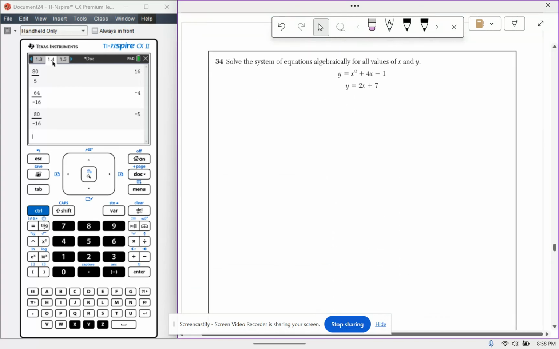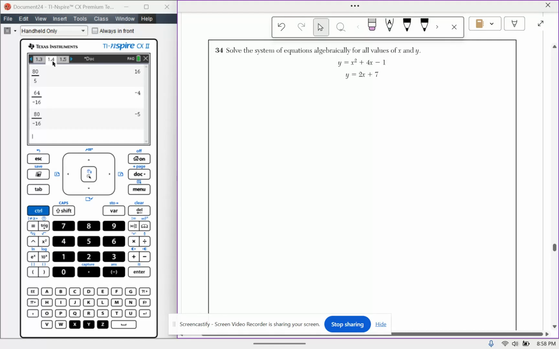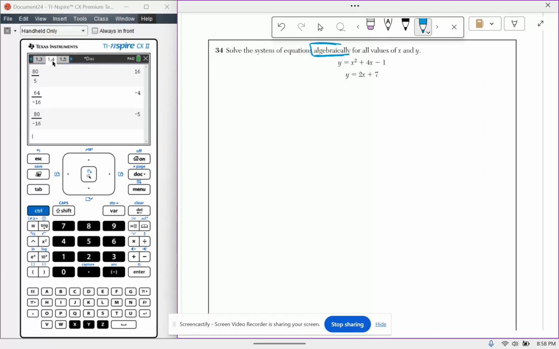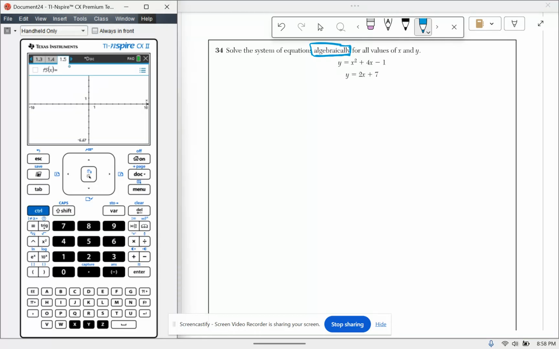Question 34, here we go. Solve the system of equations algebraically for all values of x and y. Algebraically means you have to show the math. You can't just type it in. A correct answer with no work shown is only worth 1 point. But a very smart move is to graph this thing, find the solutions, and know what your answers are supposed to be once you're finished, right? So let's graph this thing, see what the answers are going to be, and then make sure that our math lines up.